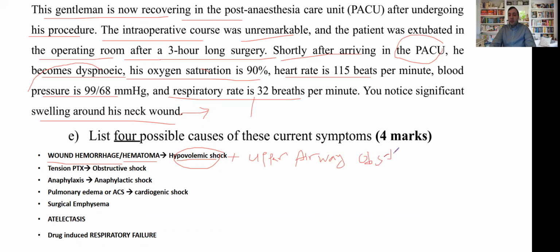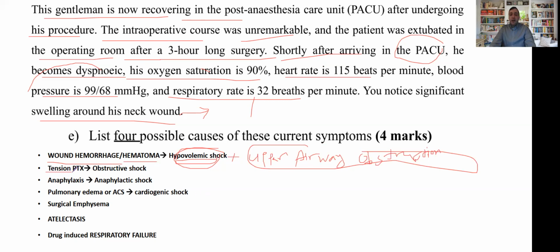So you have to mention this as well. Why? Because the accumulation of blood under the skin will compress the trachea, and this compression of the trachea will lead to upper airway obstruction and will lead to this dyspnea, hypoxia and desaturation. So here we have wound hemorrhage and hematoma, which will lead to hypovolemic shock and upper airway obstruction. This is at the top of the list.